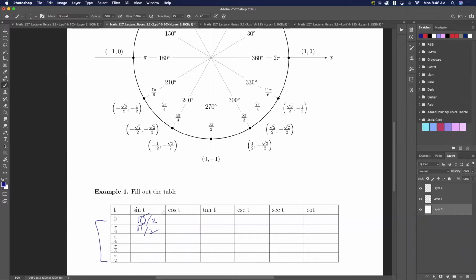Really just going to put in 0, a half, square root 2 over 2, square root 3 over 2, and then 1. And then here you'll just do the backwards: 1, square root 3 over 2, square root 2 over 2, a half, and 0. Does that make sense? The little trick in order to memorize which way it goes.